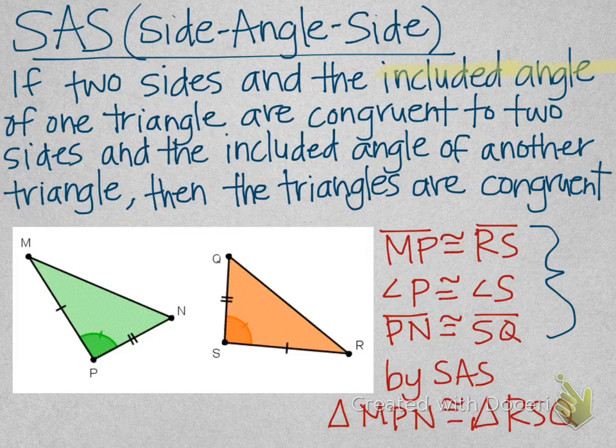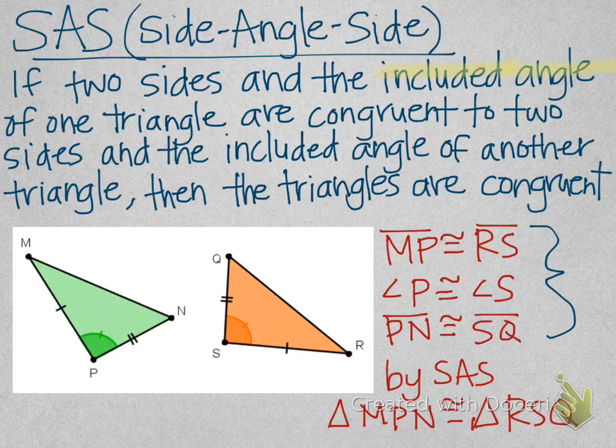So we've shown that MP is congruent to RS. We have that angle P is congruent to angle S. And we have that PN is congruent to SQ. We're given those 3 things here, though sometimes we might need to find them out on our own. Once we have those 3 things, we can say by SAS that triangle MPN is congruent to triangle RSQ.